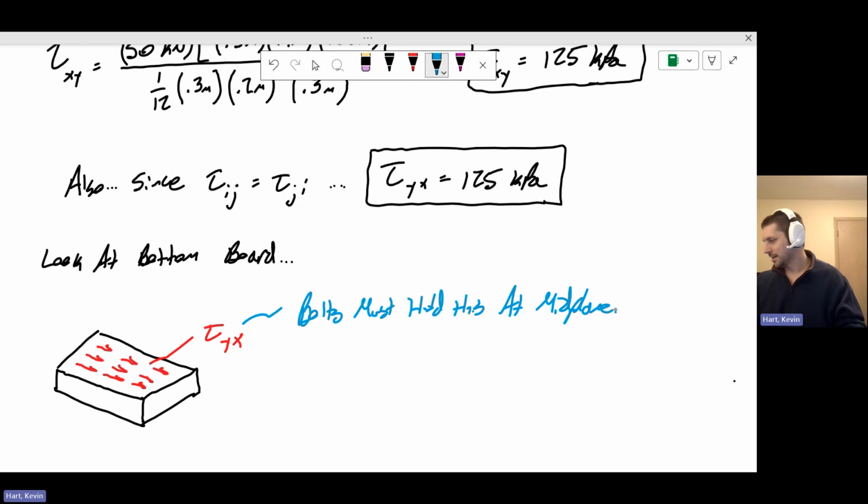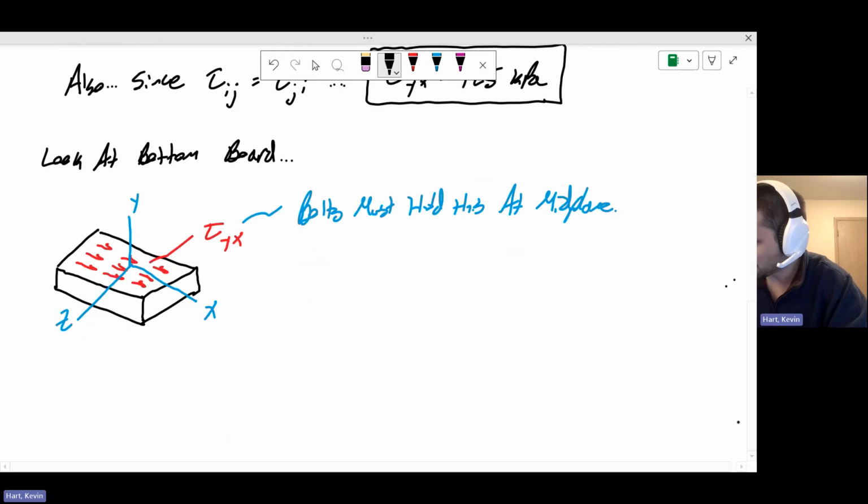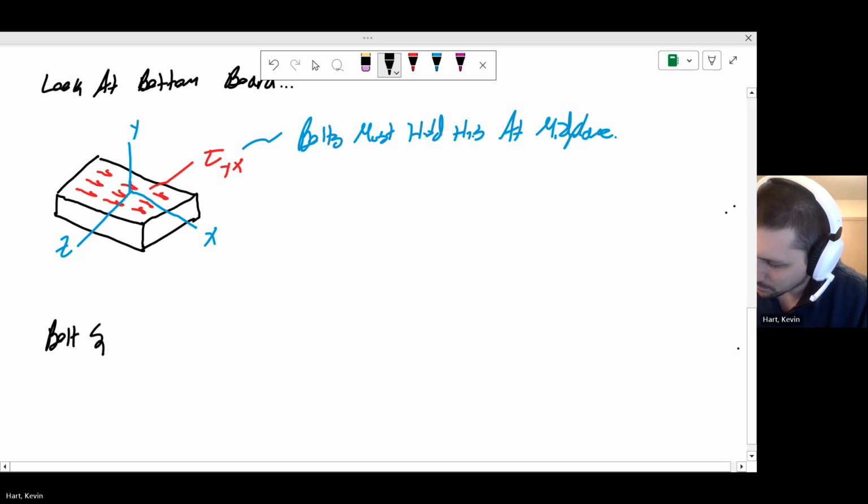Okay, great. So how are we going to do this? Well, let's look at this board from the top. By the way, if you wanted your coordinate system here, here's your coordinate system. X, Y, Z, right? So we can see that this is on the Y face in the X direction. Tau yx. All right, so let's take a look at this guy and let's look at the bolt spacing from above.